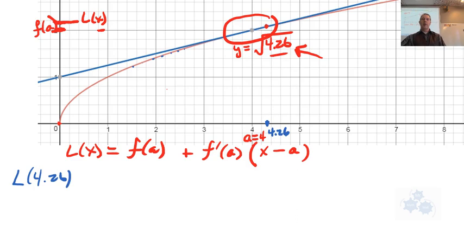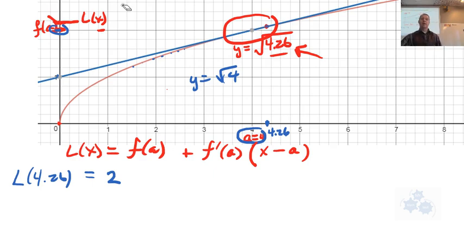And I want to know what that value is. I don't have a calculator, so I'm going to use linear approximations. So what I'm going to do is use f of a. What's f of a? If I put 4 into the square root function, what is that? F of a equals 2. I covered it up here, but this is 1 and 2. So 2 is f of a. That's just the value that we know, the point of tangency.